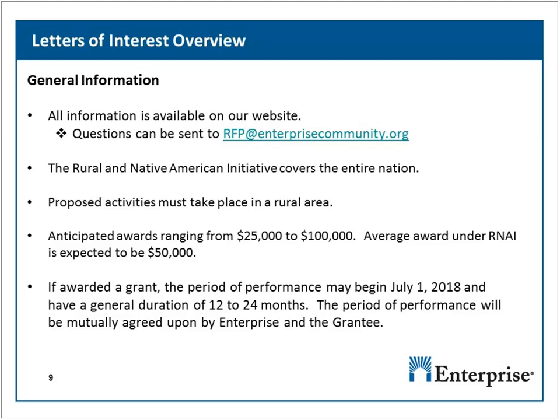Also, if awarded a grant, the period of performance can begin as early as July 1st, 2018, and usually has a general duration of 12 to 24 months. But I just want to point out here that ideally, we really only want to see a 24-month period of performance with a $100,000 grant. The $100,000 grants are really designed to be multi-year capacity building grants. So again, when possible, please consider that 12-month time frame for the $50,000 grants when submitting your proposal.